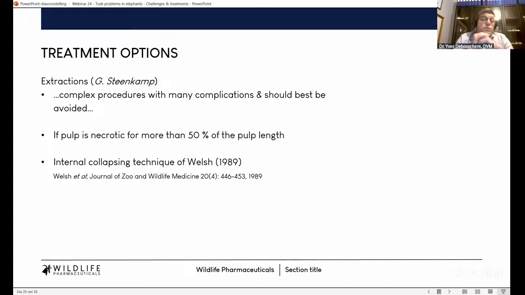And when should you do it? Well, he said if the pulp is necrotic for more than 50%, for that we need X-rays, because it's not so easy to see that when it's 50%. So he said, when I see bleeding pulp, I will try to do a vital pulp therapy. If not, it's extraction. The technique that he used the most before was the internal collapsing technique of Wells.